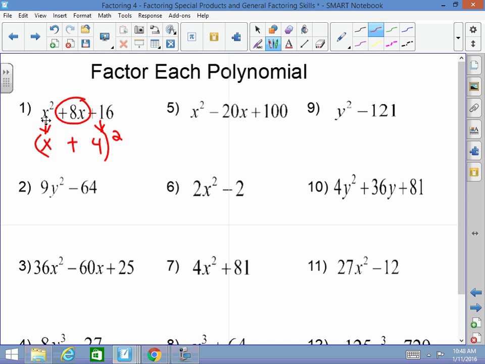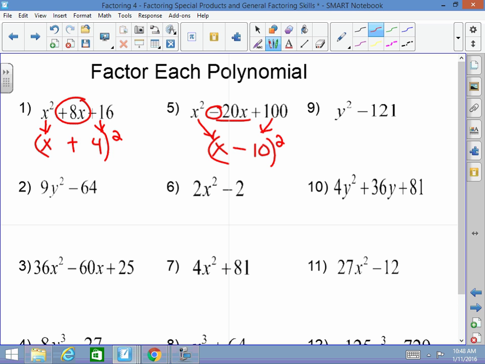X squared is a perfect square. The square root of that is x. 100 is a perfect square. The square root of 100 is 10. 10 times x is 10x times 2 is 20. That works. It's a negative. So that's x minus 10 squared.